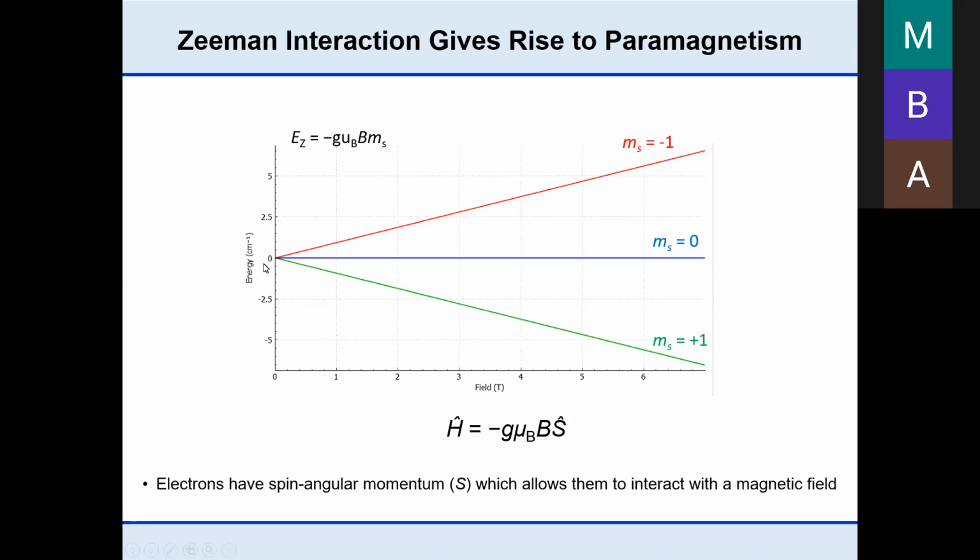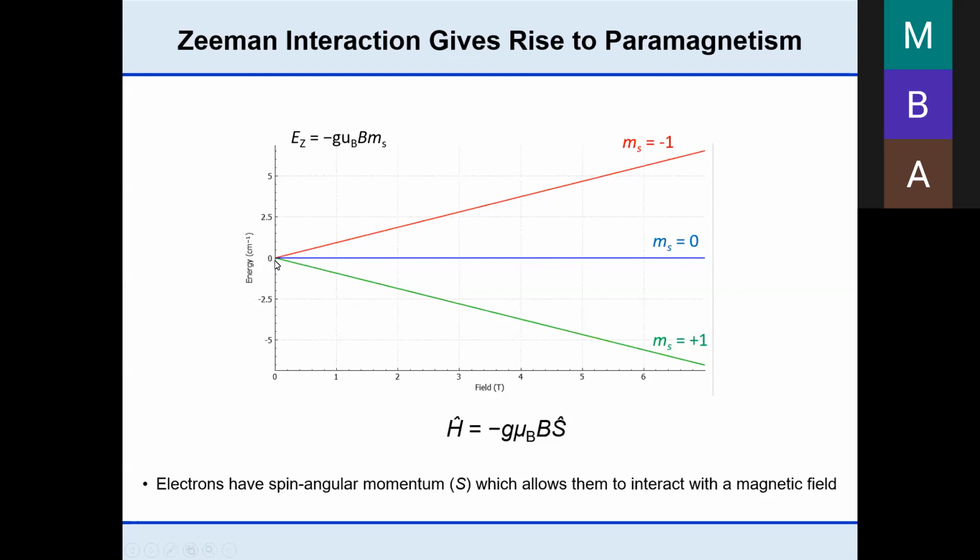That's illustrated in this diagram here, where we're plotting energy in wave numbers as a function of field for an S=1 ground state. So for oxygen, for instance. As you can see, as we apply a field, the m sub s equals +1 state, which is the state where our spin is lining up in parallel with the field, gets lower in energy. Our m sub s equals 0 state, where our spin is orthogonal to the applied magnetic field, doesn't change at all. And our m sub s equals -1 state, which is anti-parallel with the field, gets higher in energy.